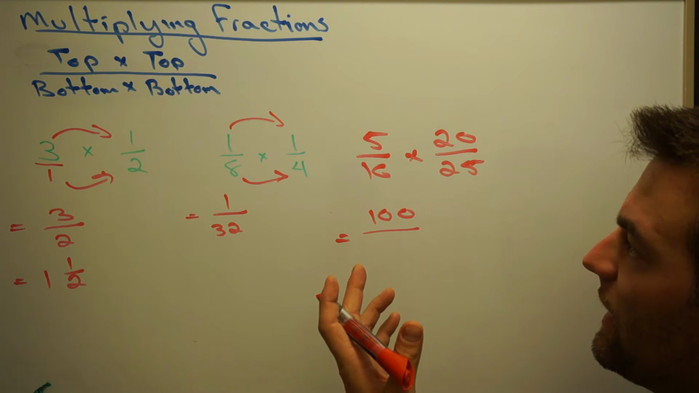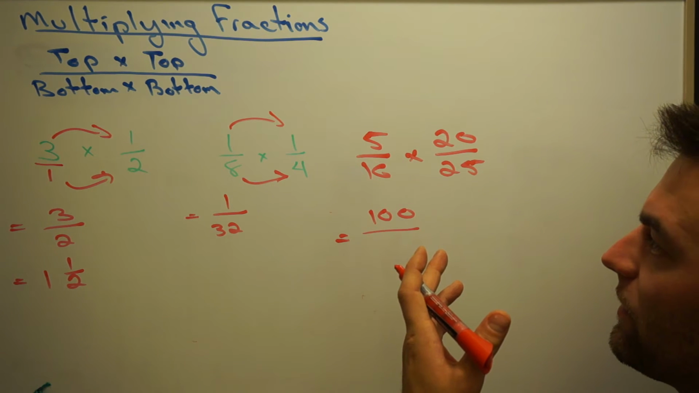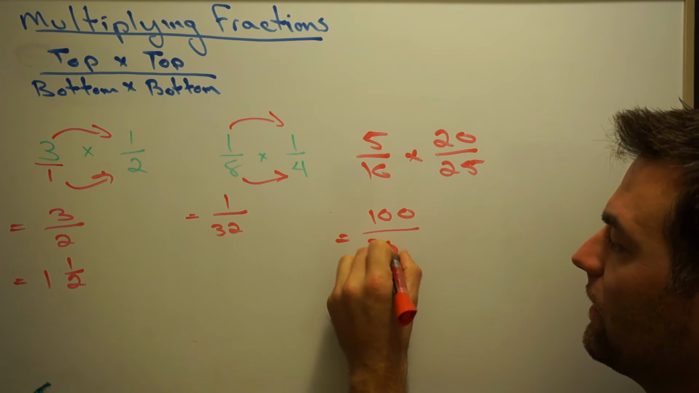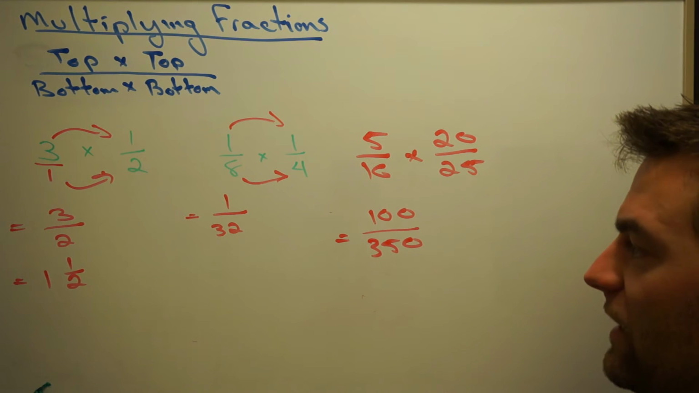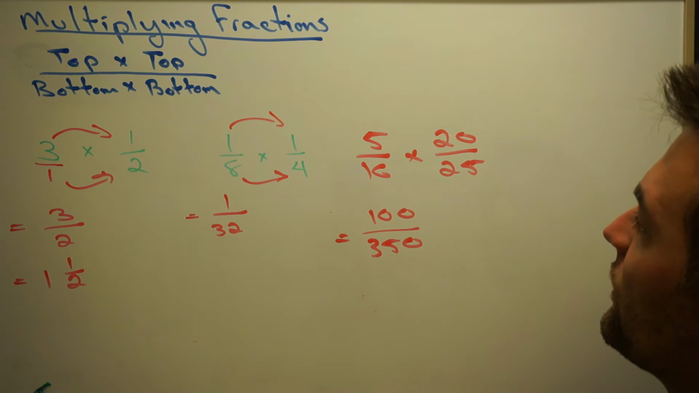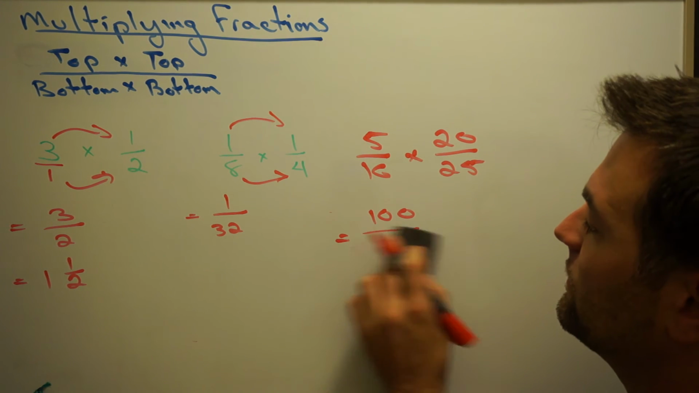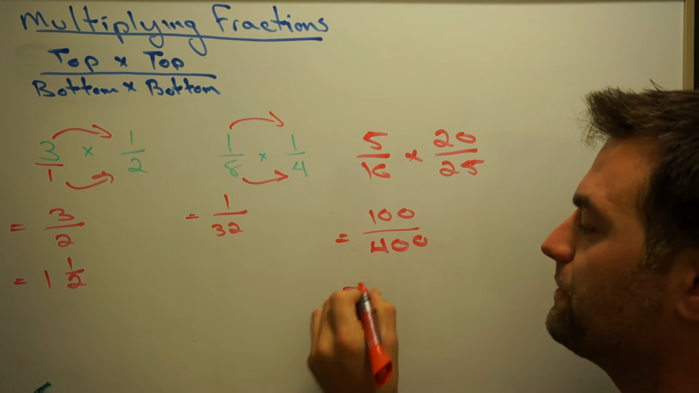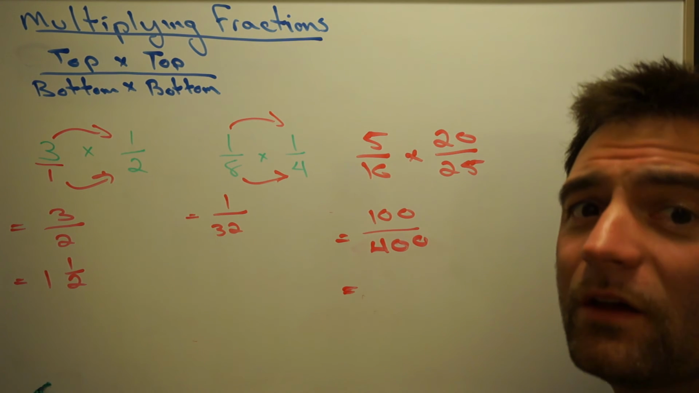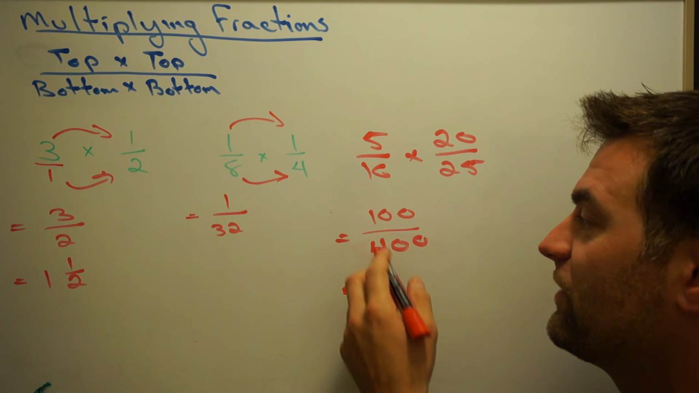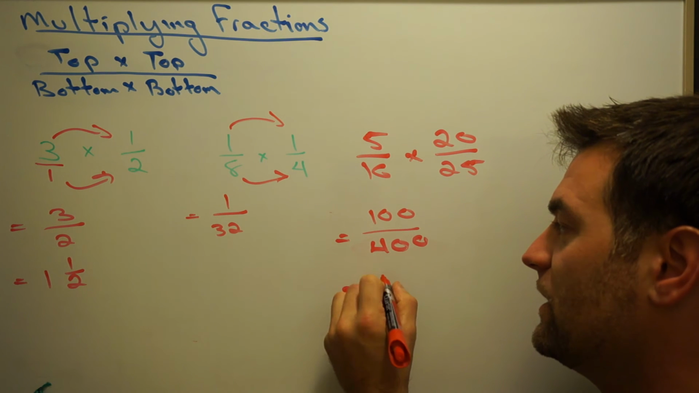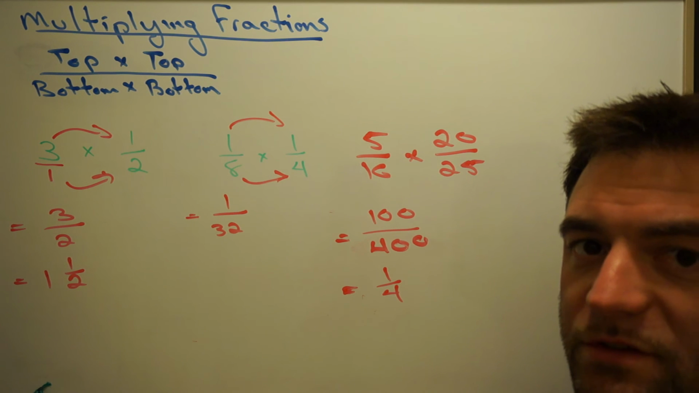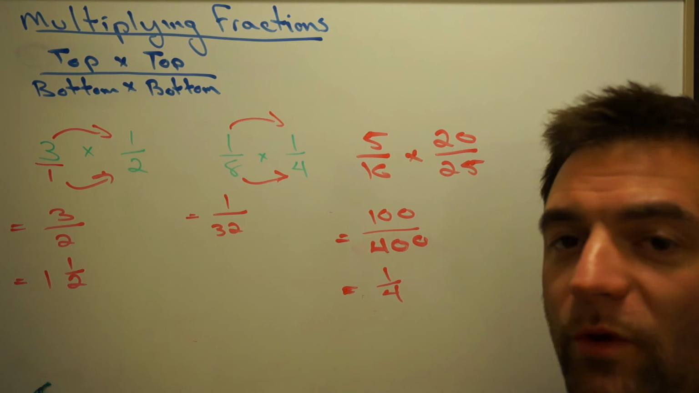So that gets us, no, sorry, that wouldn't be 350, that'd be 400. So 100 over 400. And then that 100 over 400 could simplify down. They both are divisible by 100, and we'd be left with 1 over 4, which is what we had in the previous example. So both ways work.